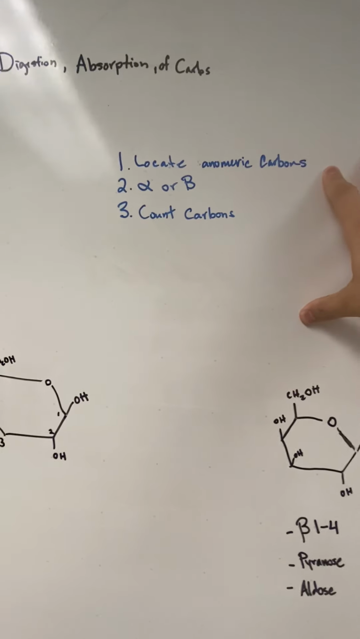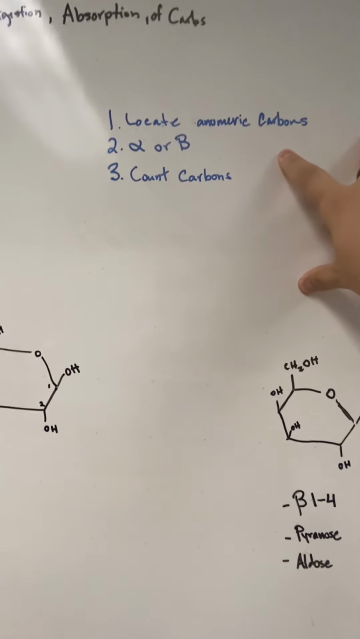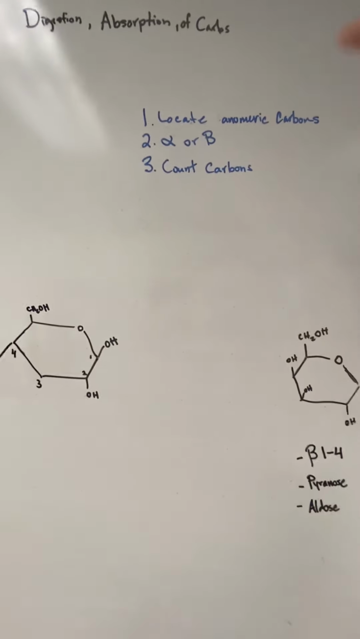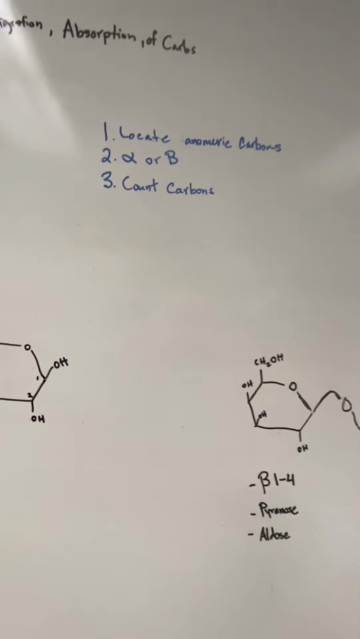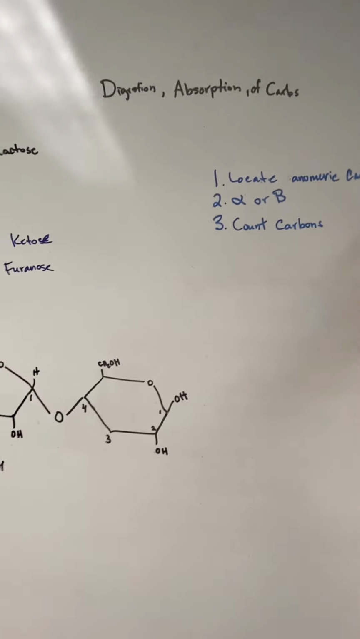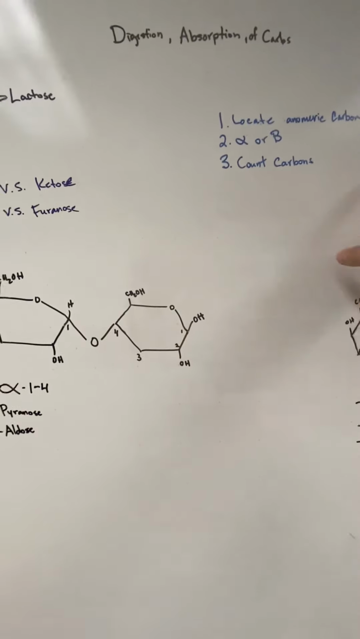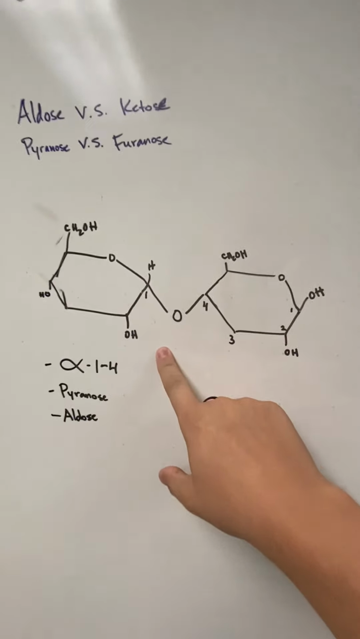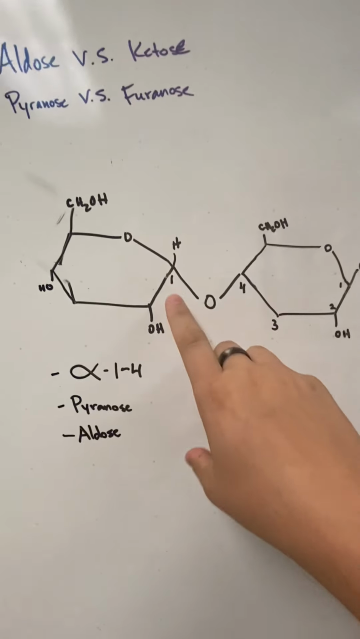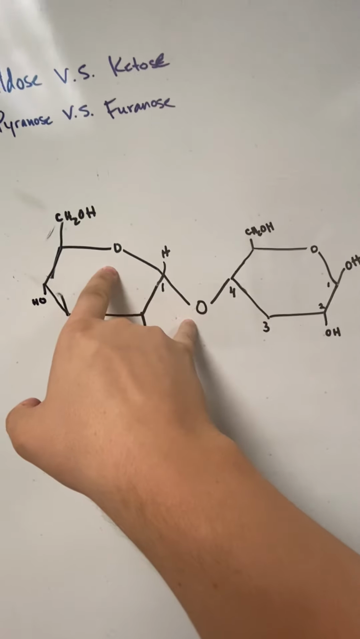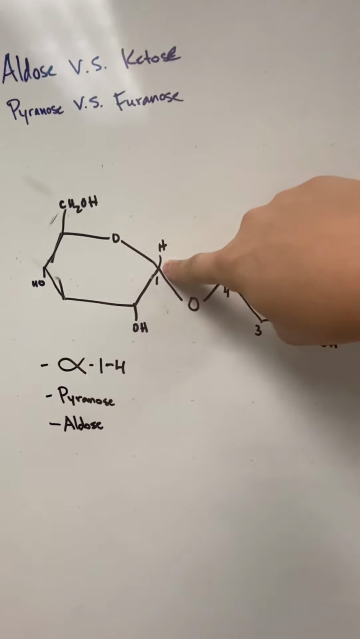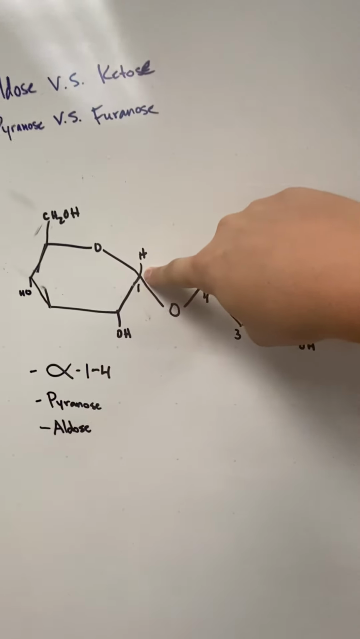Locate the anomeric carbons, determine if it's an alpha or beta, and then count the carbons to see what the glycosidic bond linkage is, okay? So for this one, we will locate the anomeric carbon, and by definition, the anomeric carbon is the one that is between these two oxygens right here. So it'd be this guy. So that'd be 1. Right?